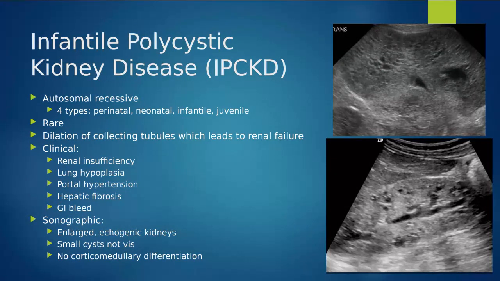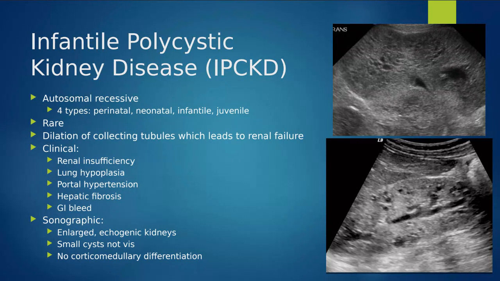Clinically, these kids are going to have renal insufficiency. Their lungs are usually going to be underdeveloped, so they're going to have lung hypoplasia. They can also have it start to affect their liver, so they're going to have portal hypertension, hepatic fibrosis, and gastrointestinal bleeding. So this type of genetic condition is really playing a factor on a lot of other neighboring systems. So it's not just the kidneys that we're worried about for these kids.